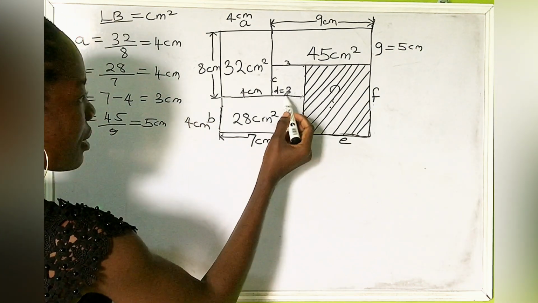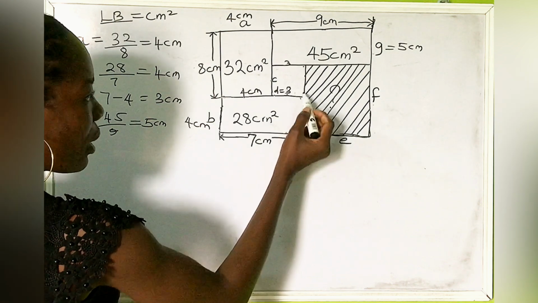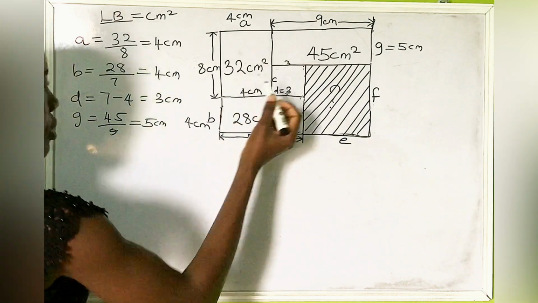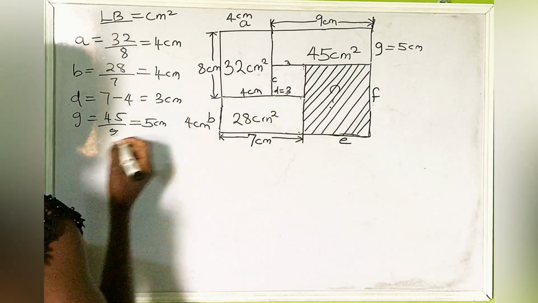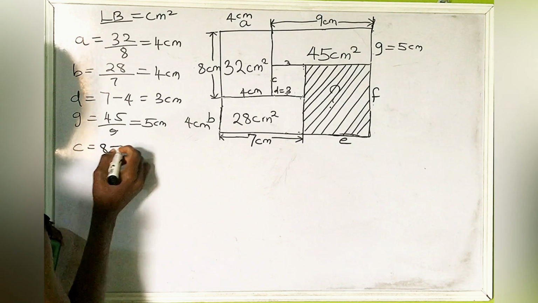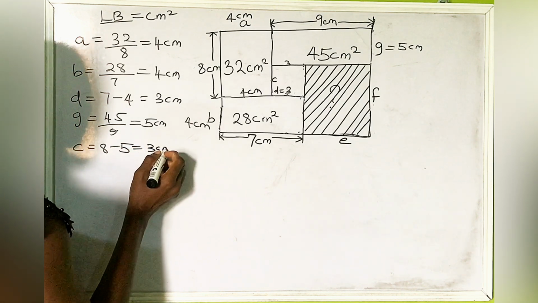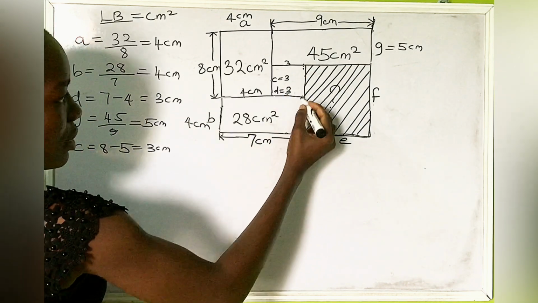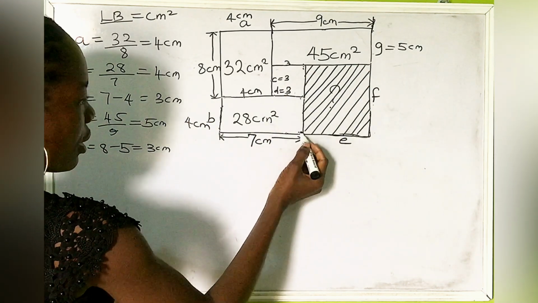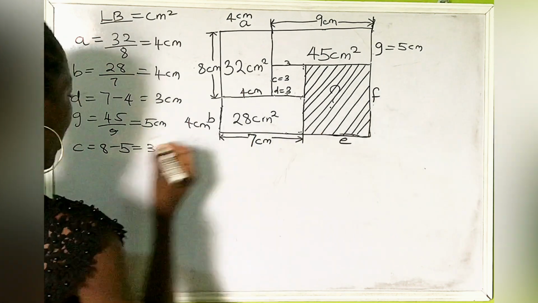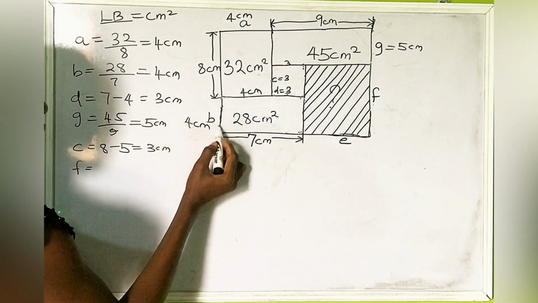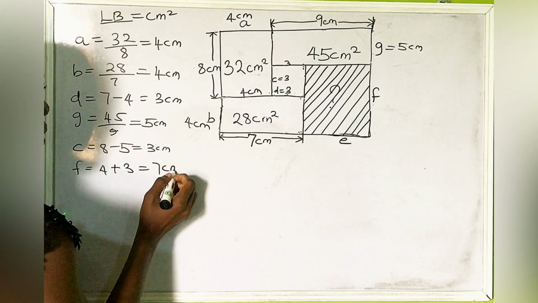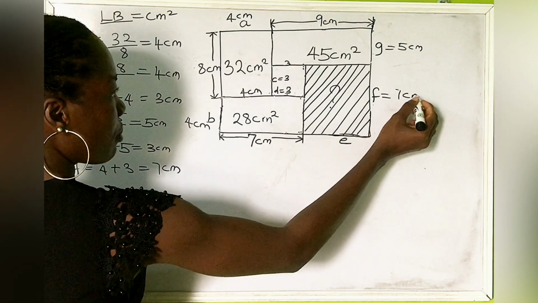Now we know that here is 4, but we're looking for this part now. If this is 5 and from here to here is 8, so this part here to here becomes, that C becomes 8 minus 5, and that is 3 centimeter. So here is also 3 centimeter. So here to here is 3, and here to here is 4. So now our F becomes 4 plus 3, and that is 7 centimeter. So we have here as 7 centimeter.